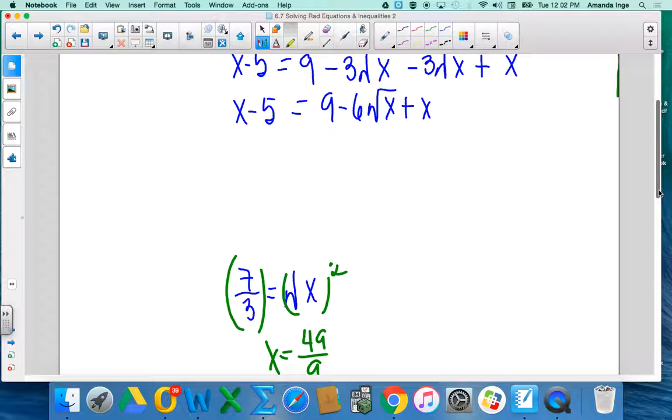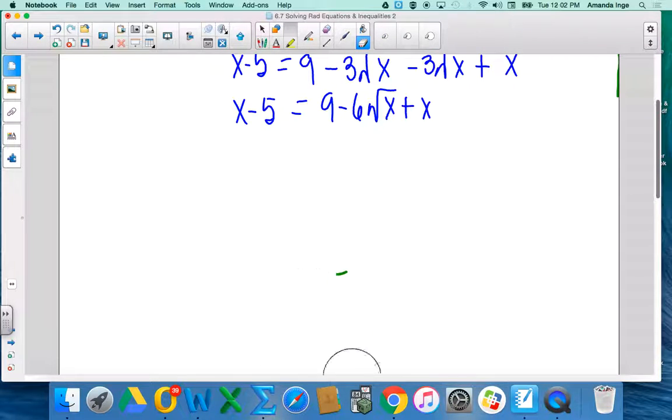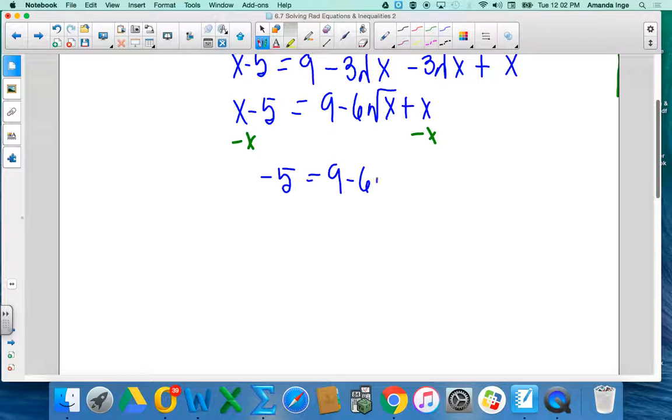So to do that, we'll subtract x from both sides of the equation to begin with. We're left with negative 5 is equal to 9 minus 6 square roots of x. If we subtract 9 from both sides of the equation, we get negative 14 is equal to negative 6 square roots of x.